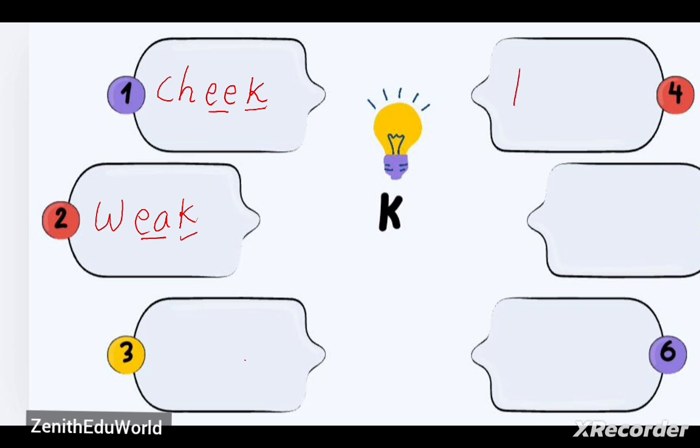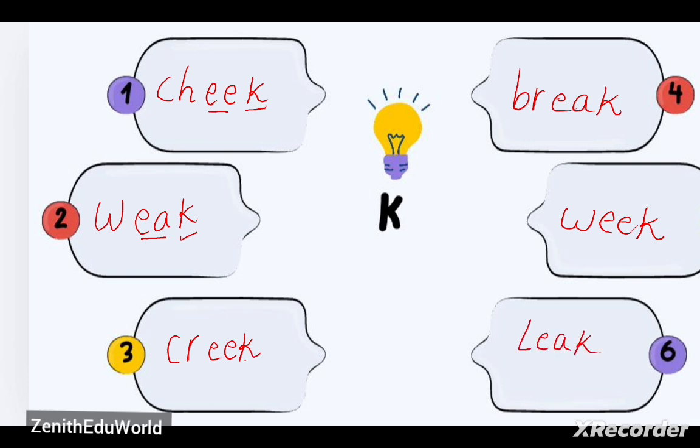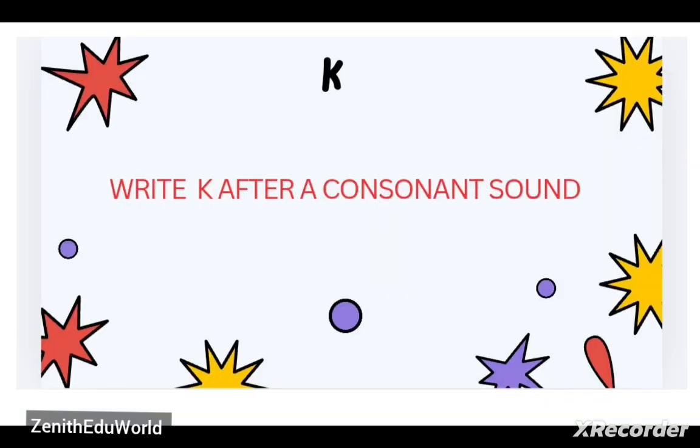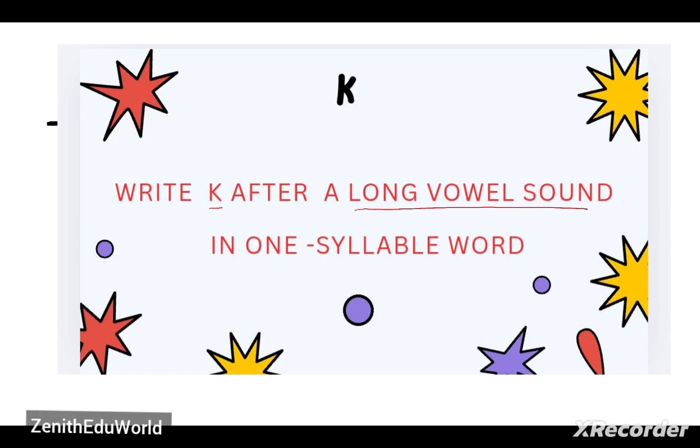There are many other examples like break, week, creek, leak, where it's a one syllable word and it has a long vowel sound. We have written k. These are the examples. Now, when do we use k? So first, we use k after a long vowel sound in a one syllable word.